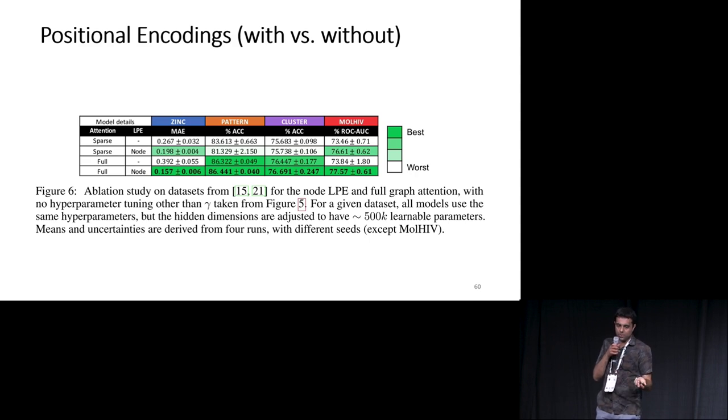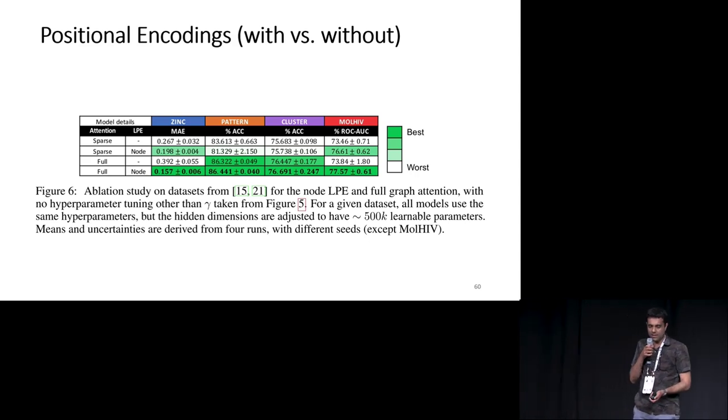And not too surprisingly, the positional encodings actually can make a big difference. So if you look at this ZINC data set, you look at the last row versus the second last row, you get quite a big difference. And it's not surprising because without the positional encodings, you can't really know where the node lies within the topological structure.